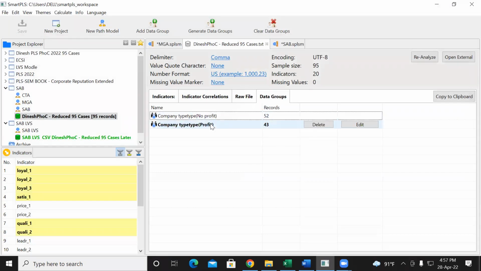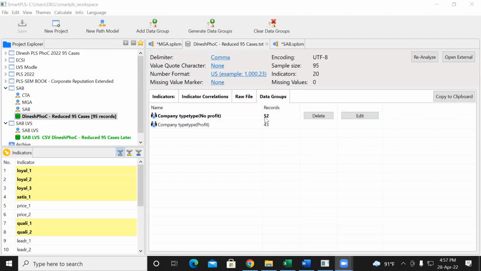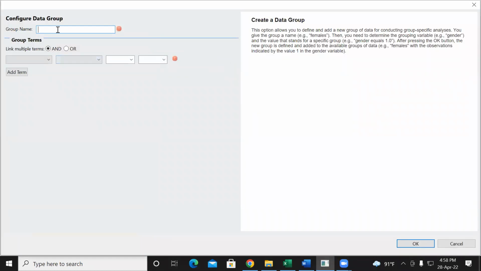Now you can see, right? Whatever the label you can give. Now I have created the groups. Now I have created 2 groups. And remember, if you want, you can further add new data groups also. Remember. Something like this, add data groups. You can create new data groups.